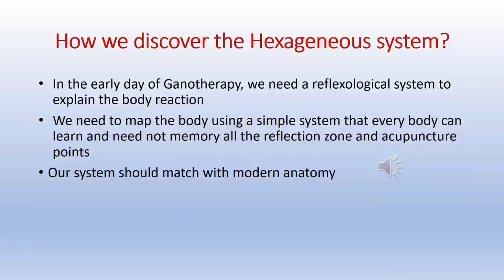You may ask how we discovered the hexageneous system. In the early days of genotherapy, we needed a reflexological system to explain the body reactions. There are so many reactions after taking geronoma. And how are we going to explain that? So we need to map the body using a simple system that everybody can learn, and you need not memorize all the reflection zones and acupuncture points. That is not practical for teaching the public. So we need a simple system that anybody can learn quickly. Also, our system should match with modern anatomy. So when you study the system, it should link to modern anatomy, so that this study will become useful for the modern day.